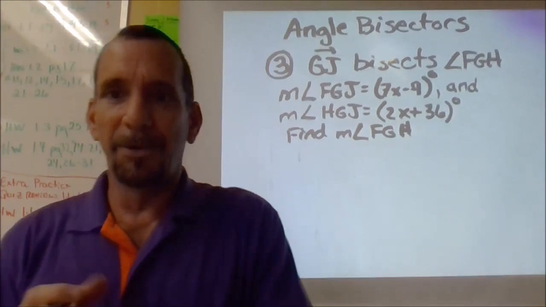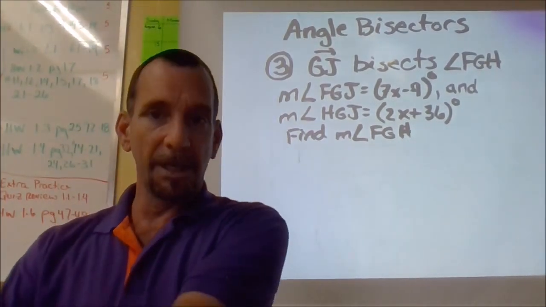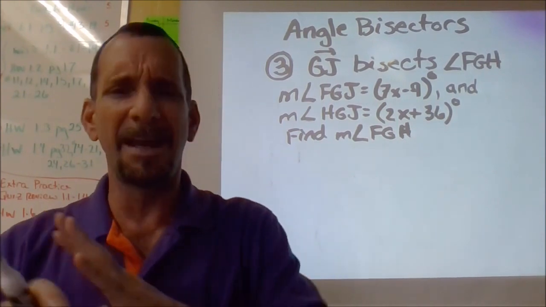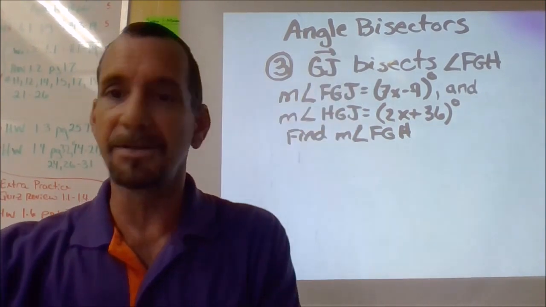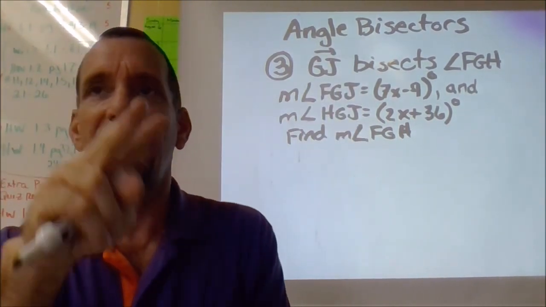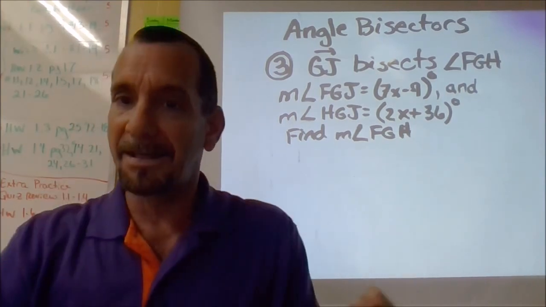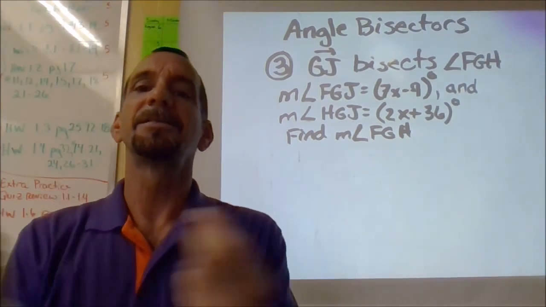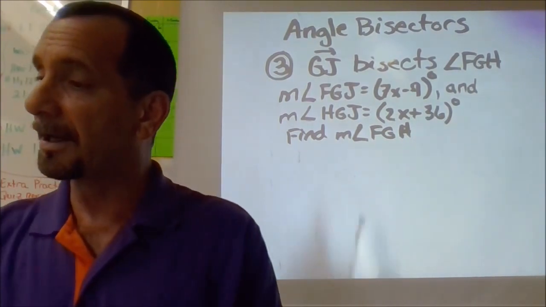Y'all ready for number 3? Number 3 looks really tricky unless you can read and draw the diagram. And then after that, knowing something about angle bisectors is really important. And I think you all know that if you see that something is bisected, we know that it is cut in half. So we're going to cut this angle in half.